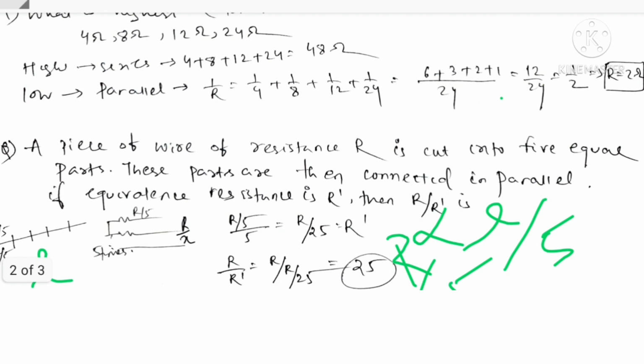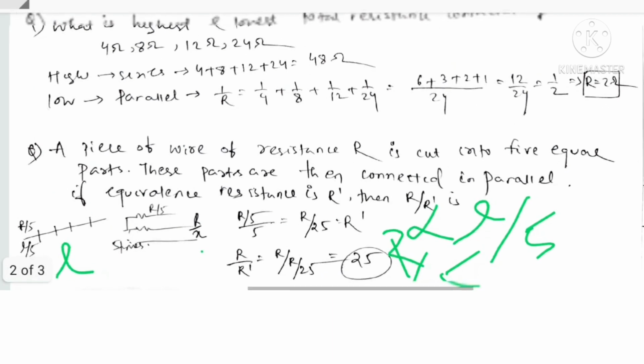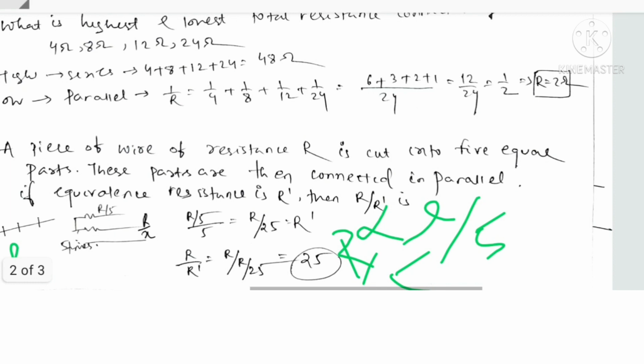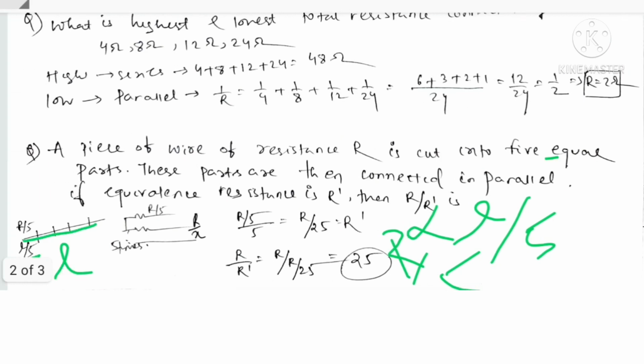Next is the question: a piece of wire of resistance R is cut into 5 equal parts. These parts are then connected in parallel. Equivalent resistance is R dash. Find R by R dash. Okay. So if the wire is cut into 5 equal parts, that means each part's length becomes L by 5 if total was L. So you know that resistance is directly proportional to length. If length becomes L by 5, R will also become R by 5.